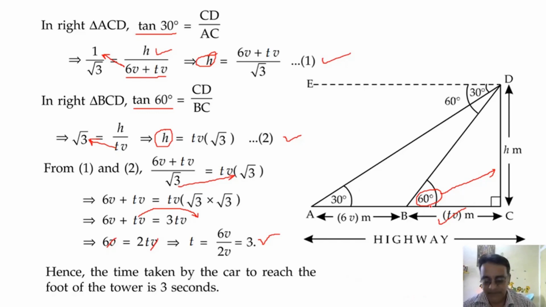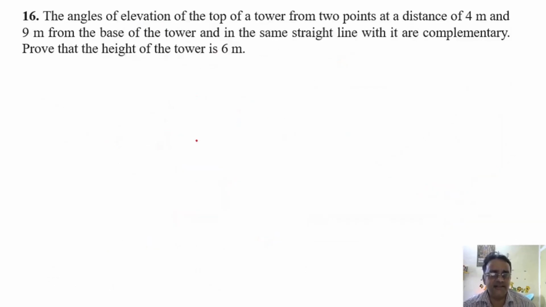Yes, sir. Okay. So now we are moving towards the last question of the exercise. The angles of elevation of the top of a tower from 2 points at a distance of 4 meter and 9 meter from the base of the tower and in the same straight line with it are complementary. Prove that the height of the tower is 6 meter.